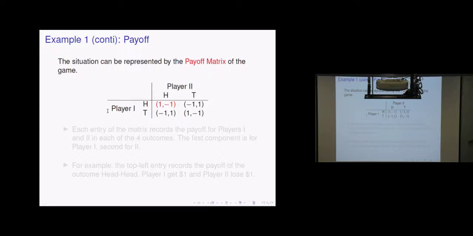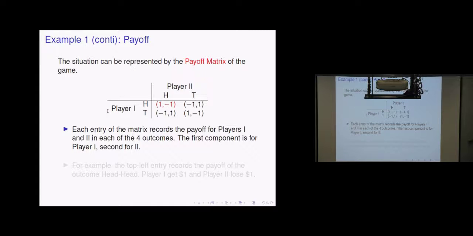Now in a table like this, these numbers represent the bet, you win or you lose. Each entry of the matrix records the payoff for player 1 and player 2. The first component is for the row player, player 1. The second component is for the column player, player 2. It takes a few minutes to get used to this matrix, but once you understand it, it is quite natural.